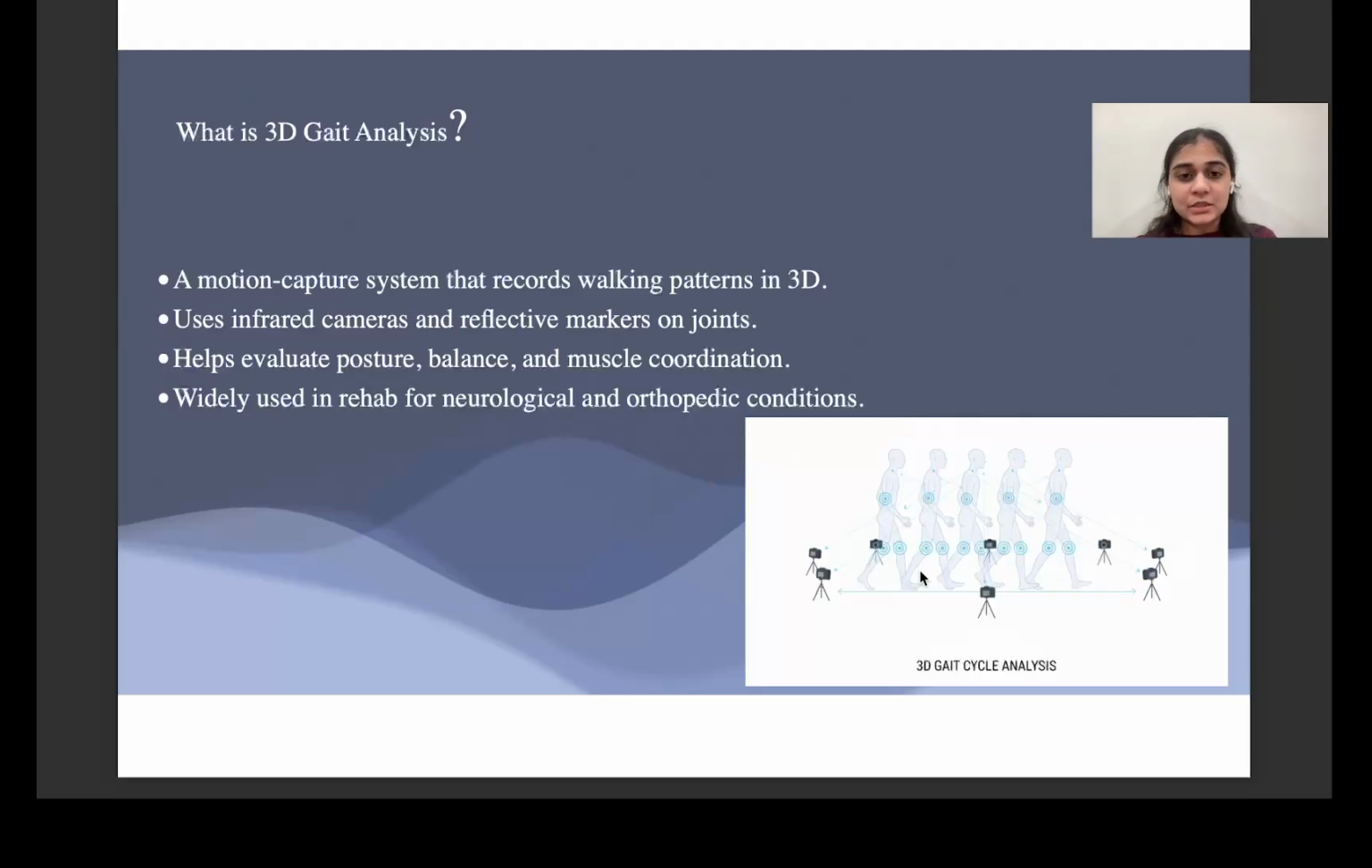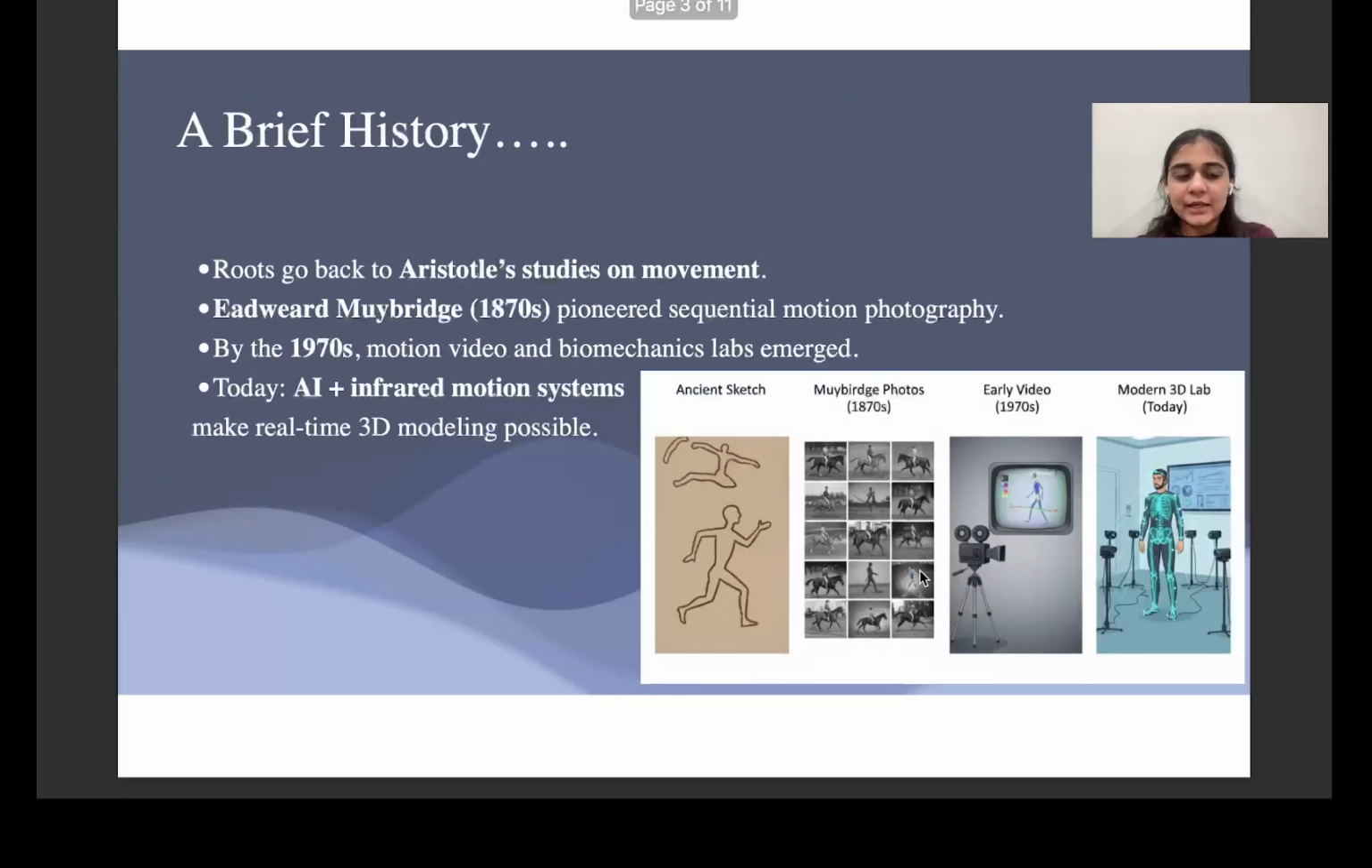And the main purpose of it is to identify abnormal movement patterns and underlying causes, whether it is due to injury, neurological disorder, or muscular imbalance. This helps therapists to create more specific and data-driven rehab plans instead of relying only on usual observation. And as we know, it's always good to have a tailor-made plan for a patient, better than just copy and paste. So, how did it come about?